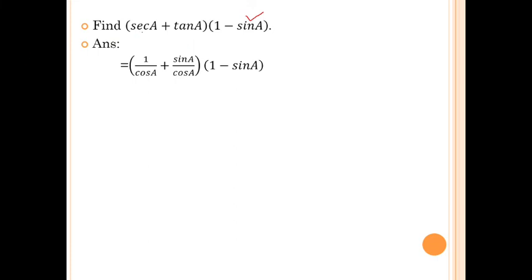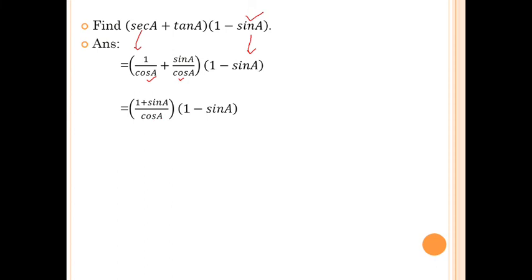Similarly, what is tan A? Tan A is sin A by cos A. So converting sec A plus tan A in terms of sine and cos, that is 1 by cos A plus sin A by cos A. This (1 minus sin A) is untouched. Here cos A is there, here cos A is there. Both are having the same denominator, so we can write the equation like (1 plus sin A) by cos A into (1 minus sin A).